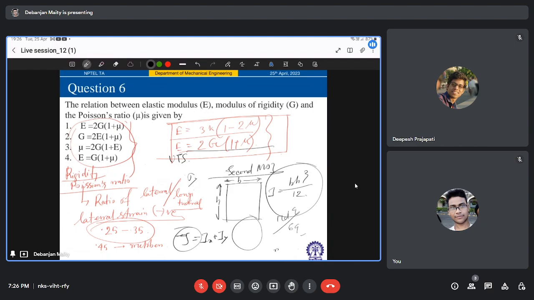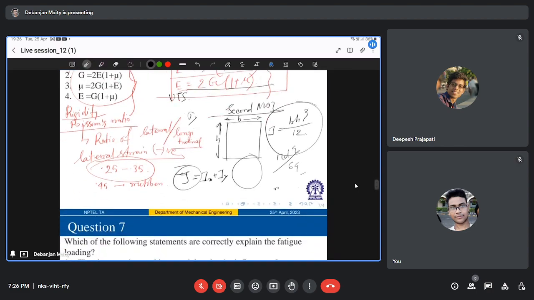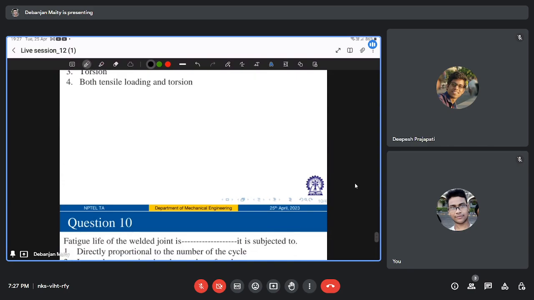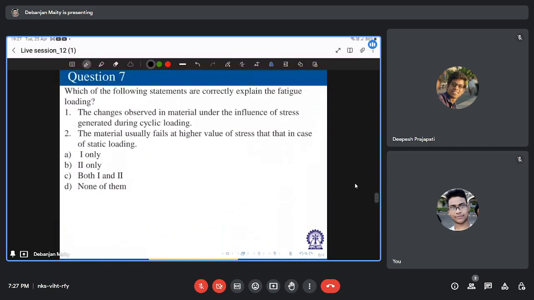These things anyhow you have gone through in your strength of materials, so I'm not spending much time on it. Then coming to fatigue, that's the final content of this welding metallurgy session, right? So, fatigue loading in welding. Again, we'll initially spend some time on understanding what is happening in terms of fatigue loading, and then we'll come back to the questions, right?